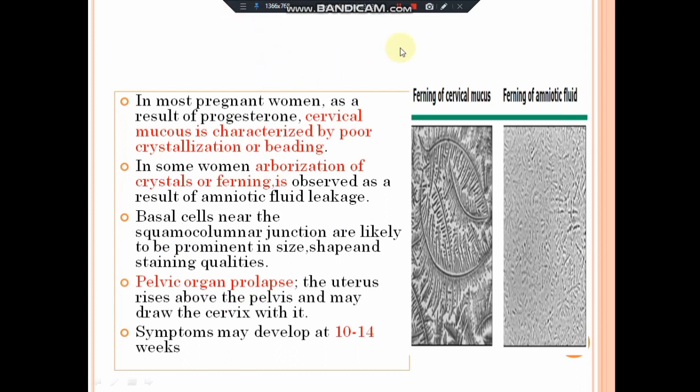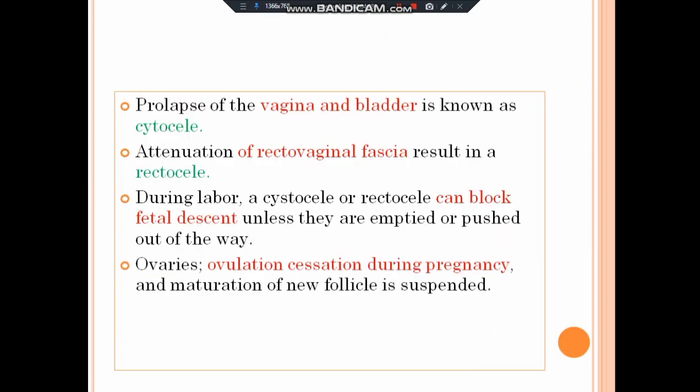Pelvic organ prolapse. We all know that the uterus rises above the pelvis during pregnancy, which may also draw the cervix with it. What are the symptoms? Symptoms may develop between 10 to 14 weeks. If there is a prolapse of the vaginal bladder, we call it a cystocele. If there is attenuation of the rectovaginal fascia, we call it a rectocele. So during labor, if there is a cystocele or rectocele, what will happen? It can block the fetal descent.